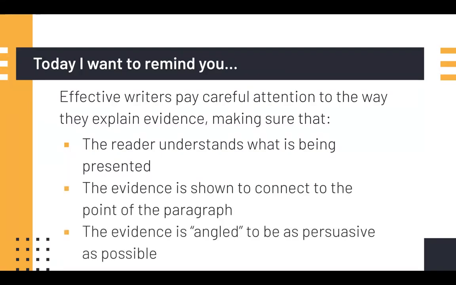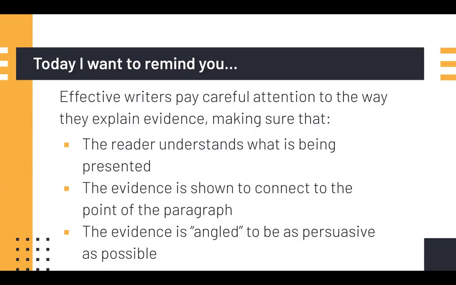You've got to make sure in your explanation that you are showing how this evidence supports the point of this paragraph, and, of course, supports your overall claim. And you want to make sure that you angle it to be as persuasive as possible. What I mean by that is be creative, be skillful in your own language while you're explaining this evidence so that your reader is kind of convinced that that evidence is directly connected to your point and is certainly supporting your argument and the reason that you are developing in this paragraph.